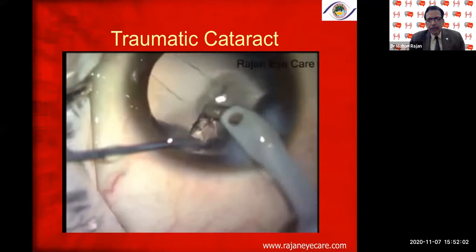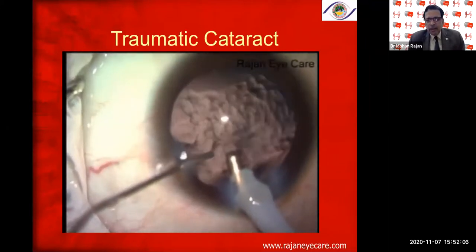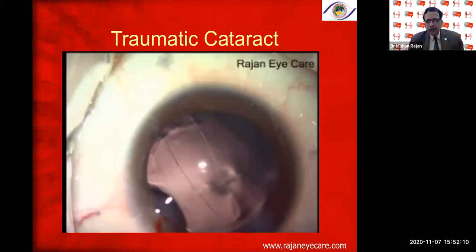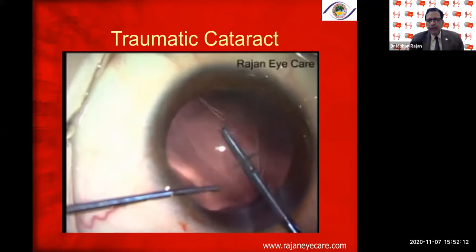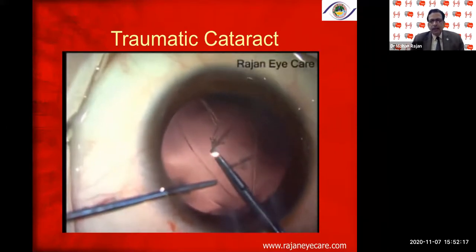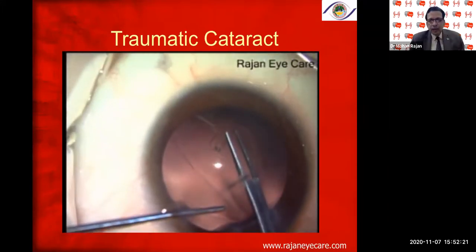But more importantly, you can see that I'm just removing the cortex without any problem, injecting viscoelastic every time I come out of the eye to stabilize the anterior chamber, because I don't want the rhexis, that anterior rhexis, to extend posteriorly. Then I try to convert it into a semicircular rhexis on one side and a semicircular rhexis on the other side. And I went ahead and put a single piece lens into the bag.